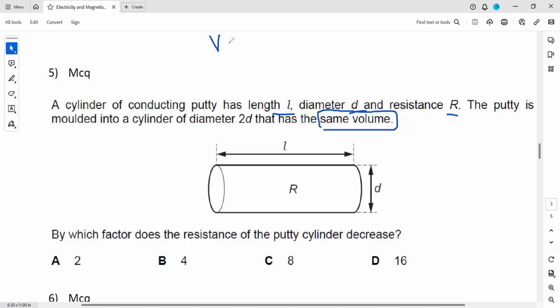So what about the volume? Volume is area multiplied by length. When it has a length L and diameter D, say the area is A. But then we double the diameter. If we double the diameter, what happened to the area? The area will increase by 4.